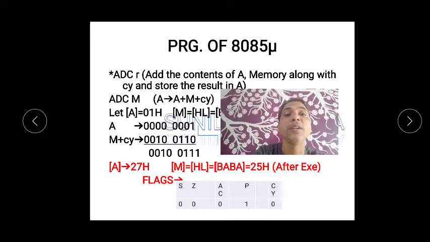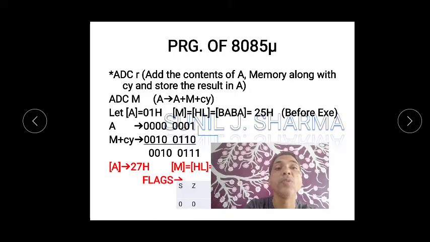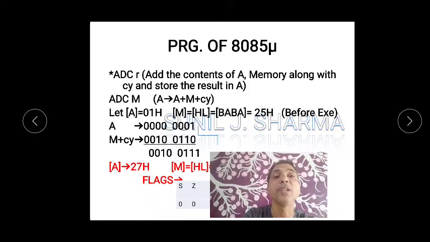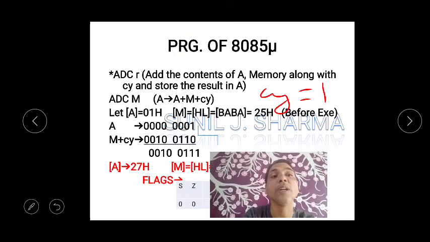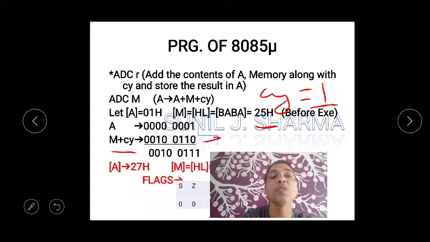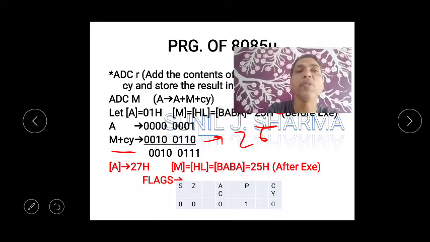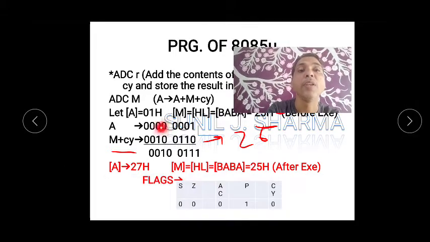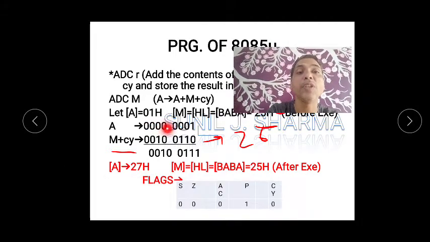And I think we have just forgotten to take the carry. So I'll just write here. Let's assume that carry is also 1. So 25 plus 1, that becomes 26. So this is the same number we have already considered in the previous example. You can take any other example. You can see the accumulator value is 01, this is 26.